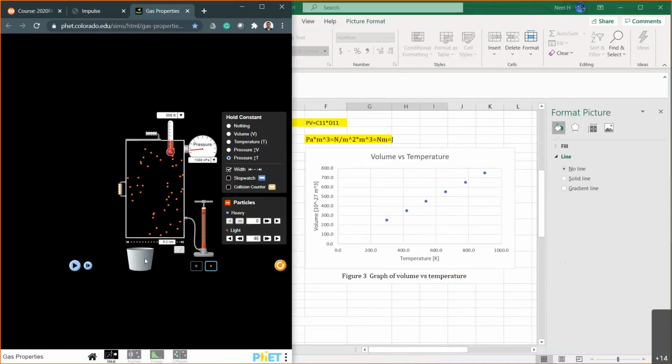And should I take another procedure picture? I think you should, because this procedure is different. I'm holding the pressure constant, and then we're measuring the volume and temperature. Even though it's the same simulator, for the procedure, it's completely a different approach. You should take another picture of this one, okay? Screenshot.